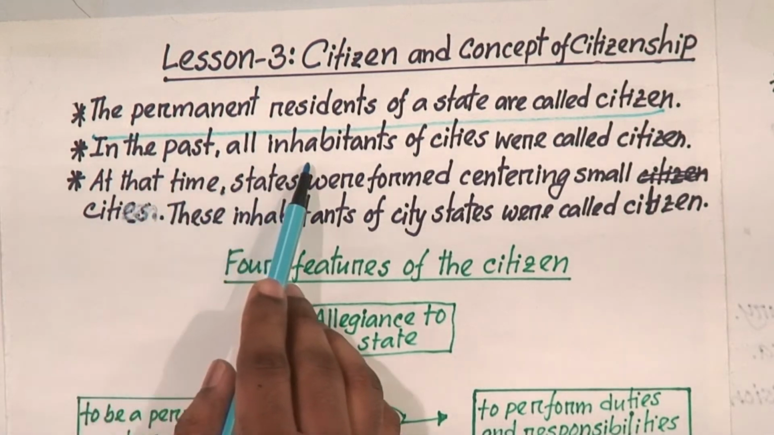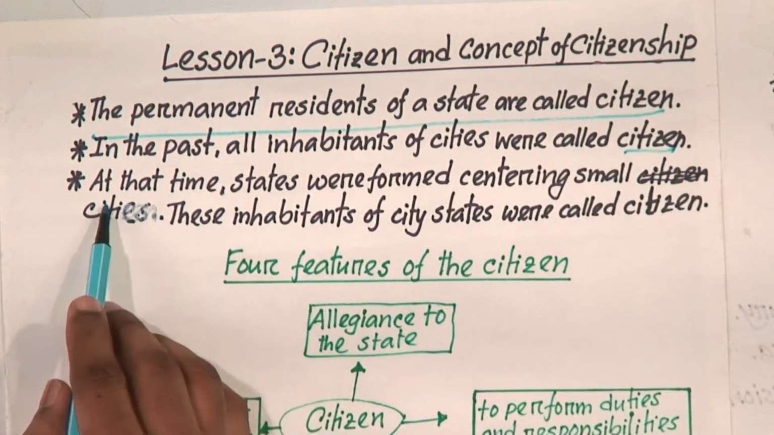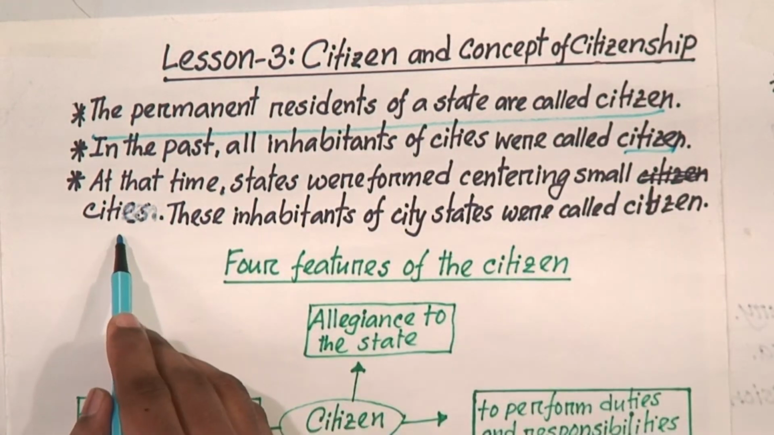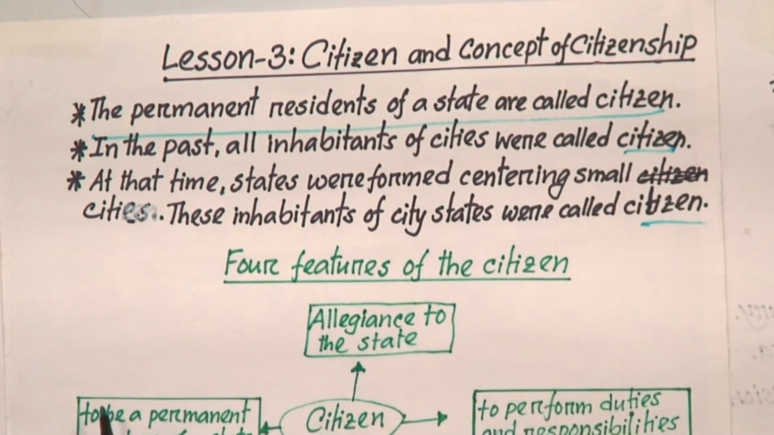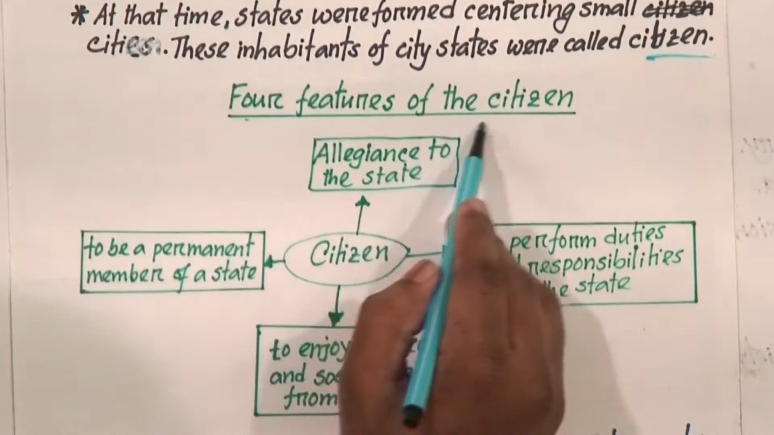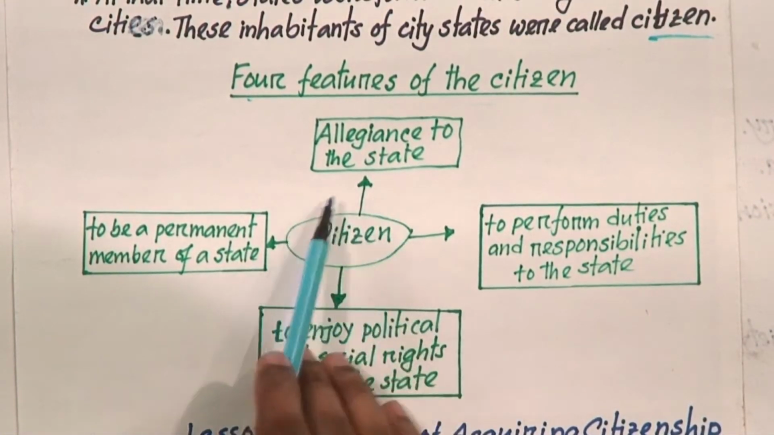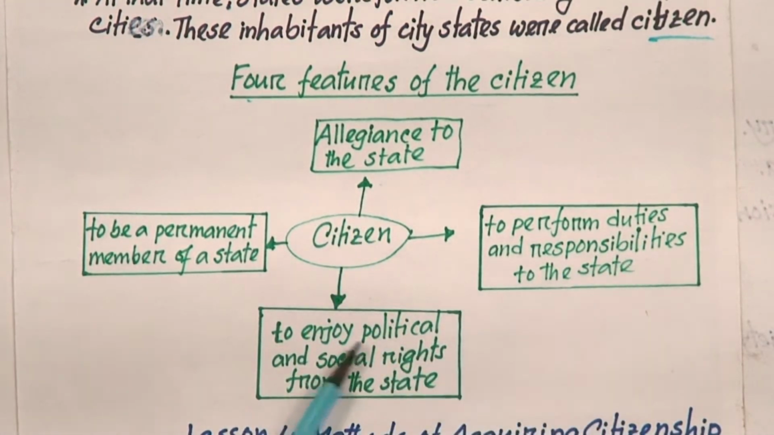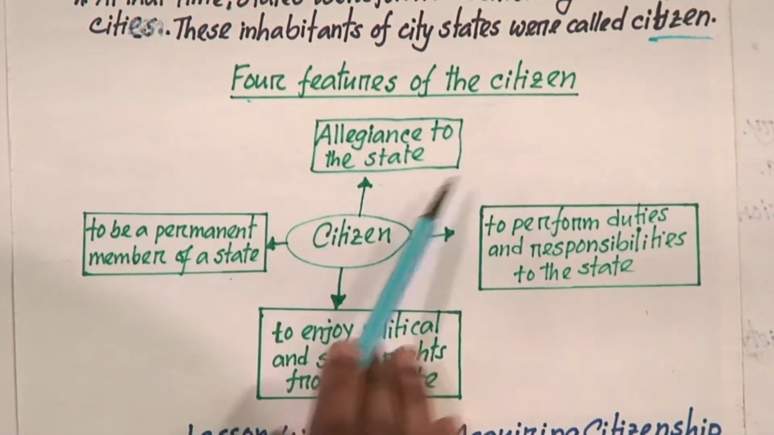In the past, all inhabitants of cities were called citizens. At the time, states were formed centering on small cities. These inhabitants of city-states were called citizens. So there are 4 features of the citizen: allegiance to the state, to perform duties and responsibilities to the state, to enjoy political and social rights from the state, and to be a permanent member of a state. Okay, 4 features of the citizen.